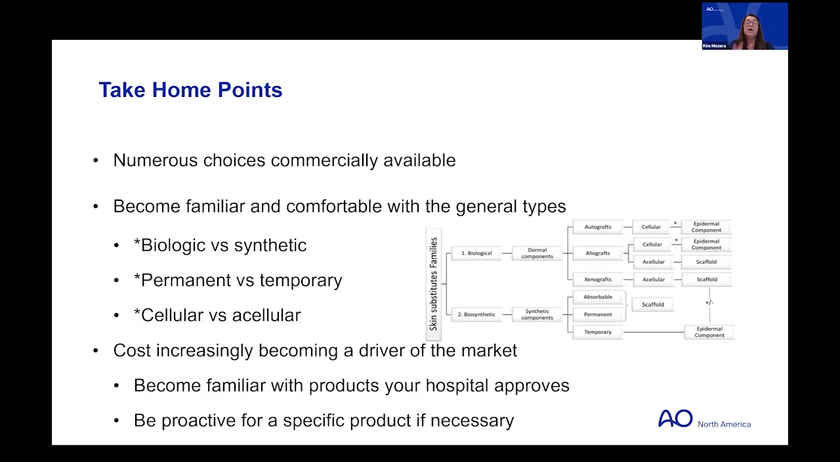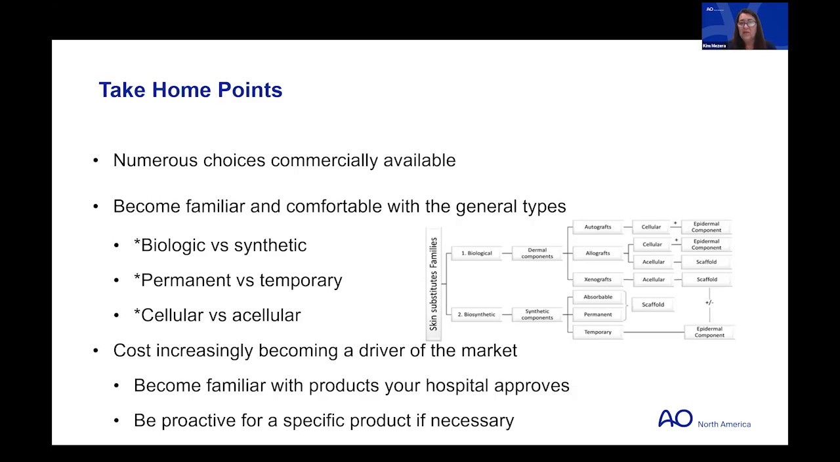And what I would advocate for you to do is become familiar with what your hospital has or what your hospital will allow to be brought in. So you may talk to your biomaterials people. You may talk to your hospital administration or your OR administration and see what they have or what they will be willing to get. If you want a specific product, be proactive.